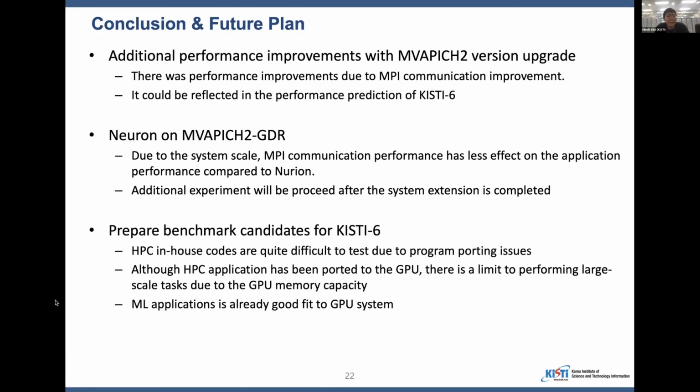So we have evaluated several tests on Nurion and Neuron. First, there was additional performance gain with the MVAPICH2 version upgrade in Nurion. We could use this result for the performance prediction of KST6. Second, we successfully tested MVAPICH2 GDR on Neuron. Due to the system scale, it has less effect on application performance compared to Nurion. But additional experiments will proceed after the system extension is completed. So in the future, we should decide benchmark candidates and make the expected performance for KST6. Then this experiment will be helpful.